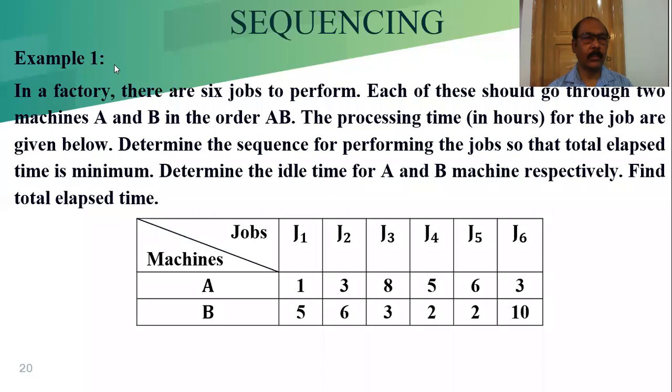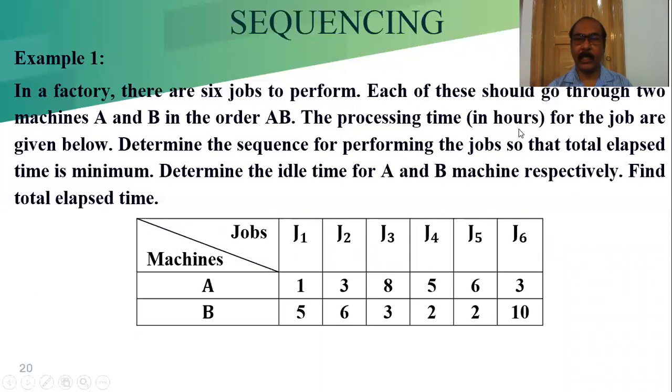Let us consider an example. In a factory, there are 6 jobs to perform. Each of these should go through the 2 machines. That means we have the 6 jobs and the 2 machines. Each job is to be performed on the 2 machines A and B in the order AB. First, we have to process in machine A, then we have to process in machine B. That is given in the order AB.